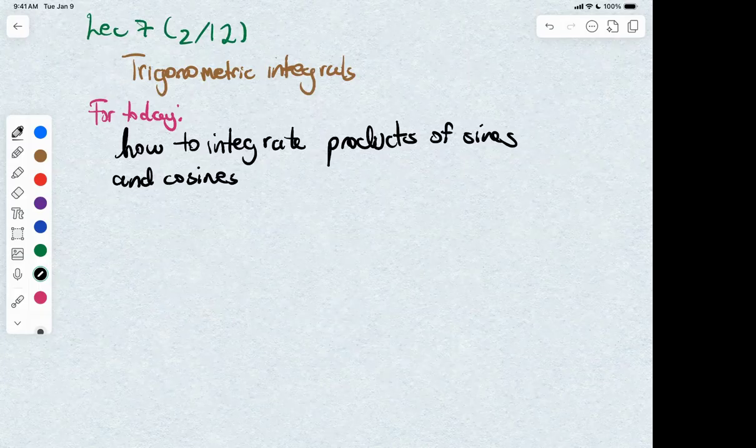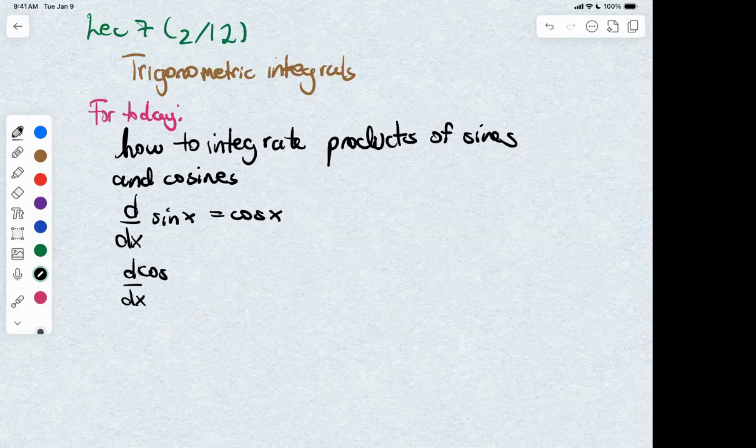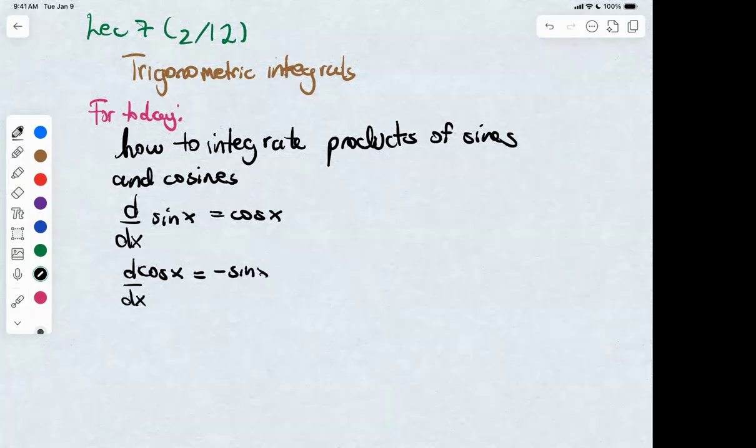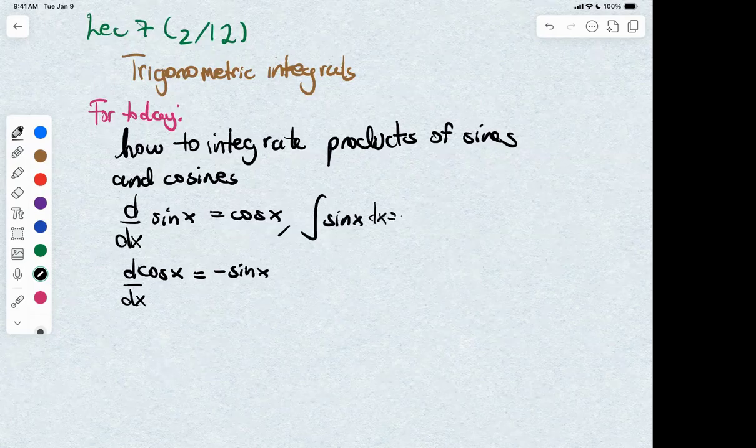Maybe important: what do we need to remember about sines and cosines for this type of problems? First are derivatives. The derivative of sine is cosine. The derivative of cosine is negative sine. It goes likewise for, okay, so the integral of sine was negative cosine, and the integral of cosine was sine.